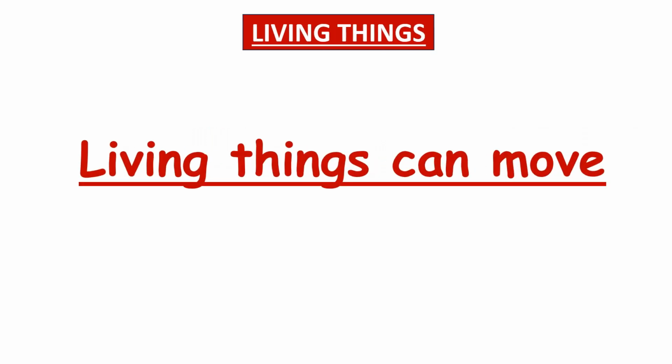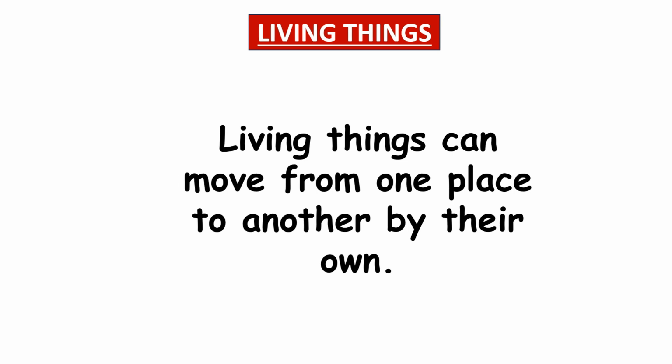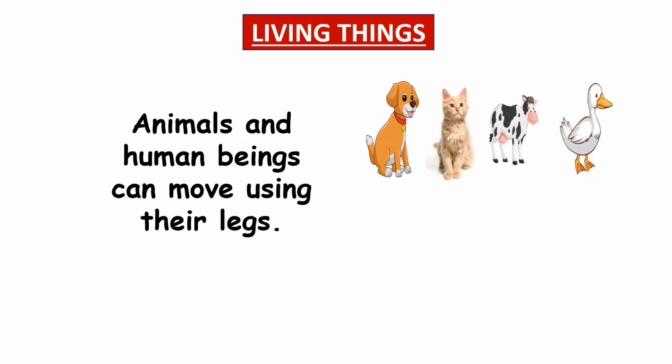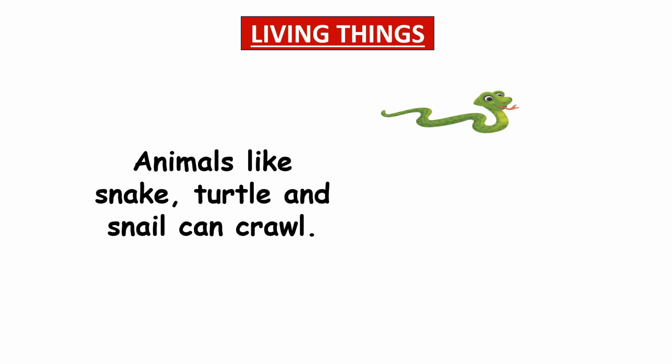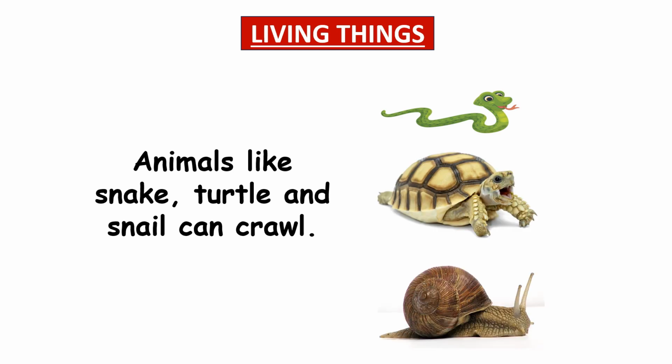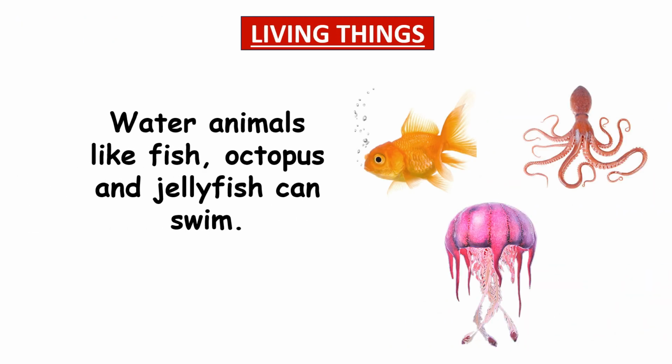Living things can move. Living things can move from one place to another on their own. Animals and human beings can move using their legs. Animals like snake, turtle and snail can crawl. Water animals like fish, octopus and jellyfish can swim.